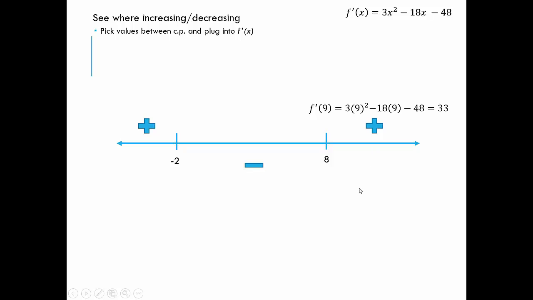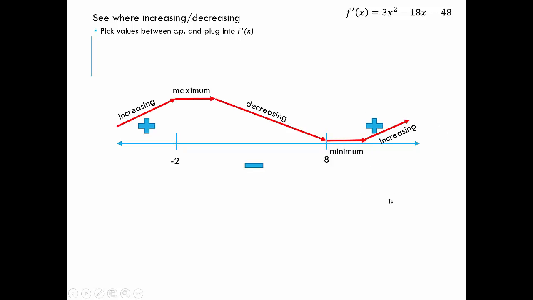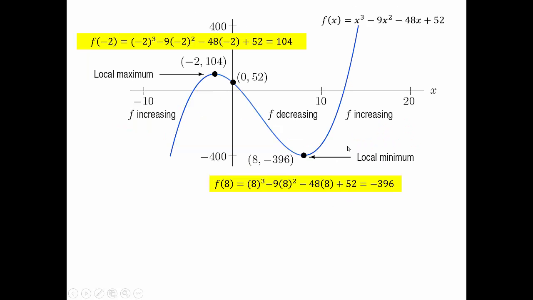So what this tells me is pretty much what this function looks like. It's increasing, it goes flat, decreases, goes flat, increases. Well, where it goes flat here, I have a maximum. Where it goes flat here at 8, I have a minimum. And so I could go back and just graph my original function, and I can see that it matches my original function, where I have my max and my min.